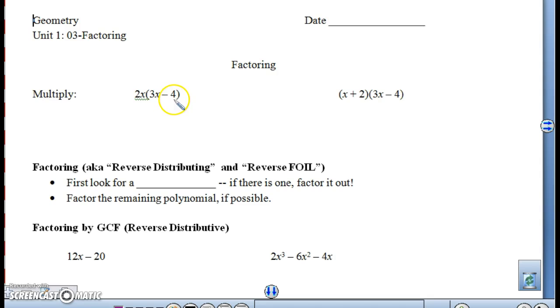This is just the very basic way of multiplying. You want to use the distributive law. We multiply the 2x by each of those terms. 2x times 3x is 6x squared. 2x times negative 4 is negative 8x. And there we have it.